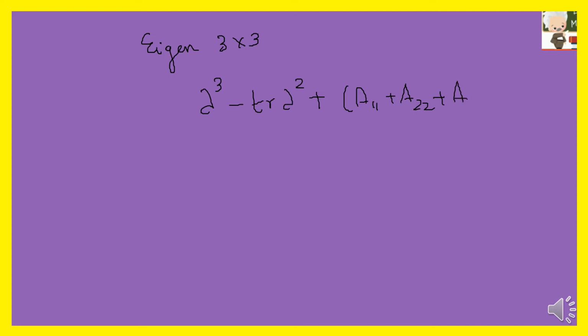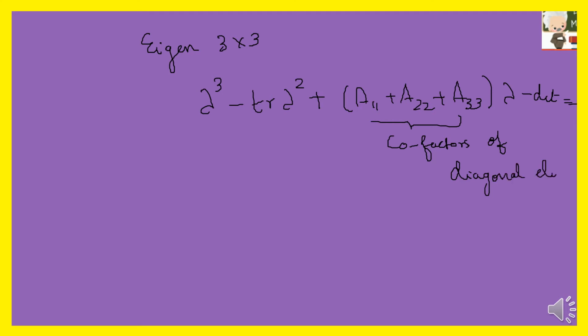Okay, if you are going to find an eigenvalue for a 3 cross 3 matrix, the characteristic equation is generally of the form lambda cube minus trace lambda square plus A11 plus A22 plus A33 into lambda minus determinant is equal to 0. Okay, these are nothing but your cofactors of diagonal elements. So this is a general equation which I am giving for a 3 cross 3 matrix.